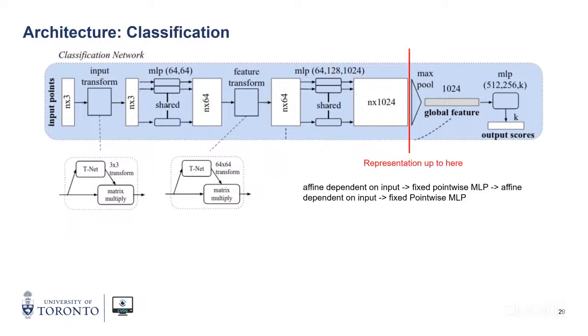And up until this point, you see we just have an affine transformation dependent on our input. So our input over there. And then we're going to apply a fixed pointwise multi-layer perceptron here. We're going to have an affine transformation dependent on our input as it's right here. And then we'll apply a fixed pointwise MLP again.